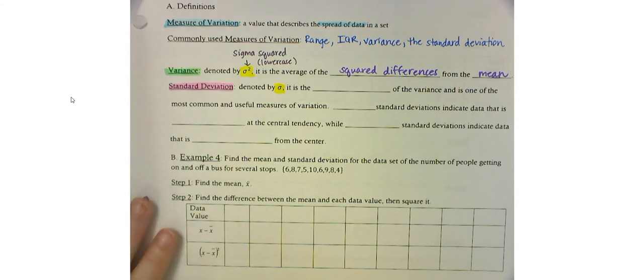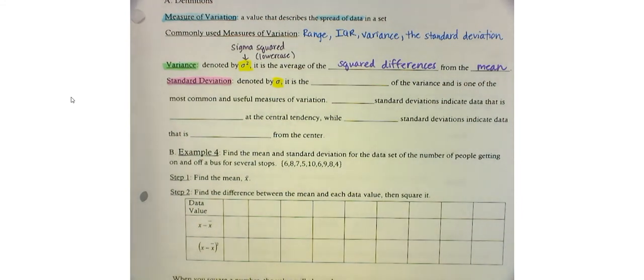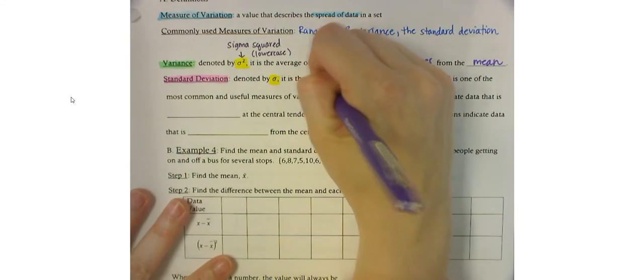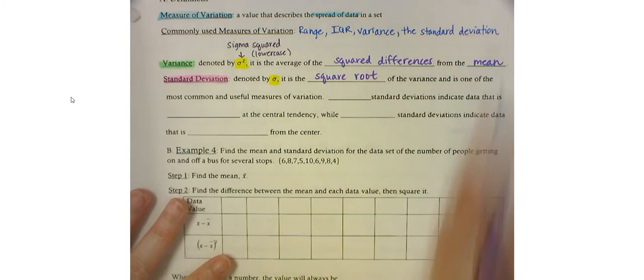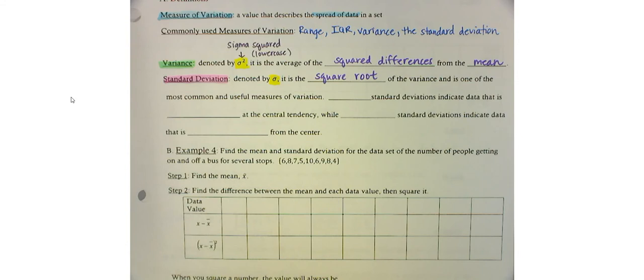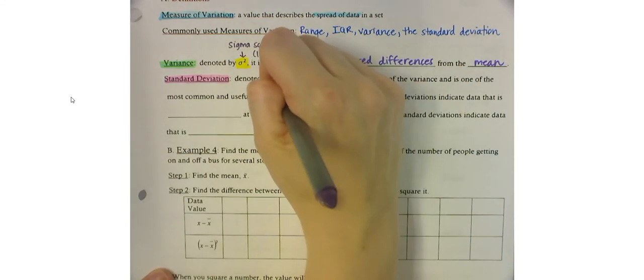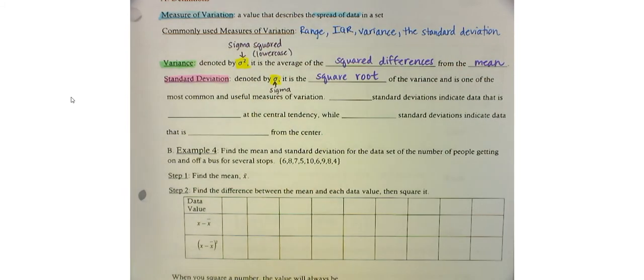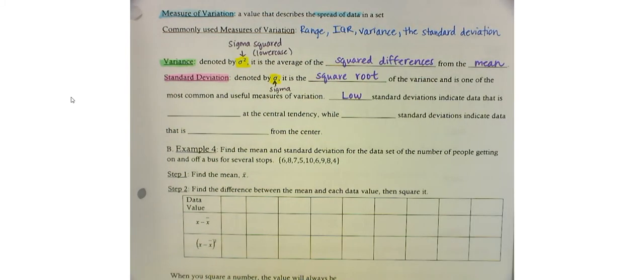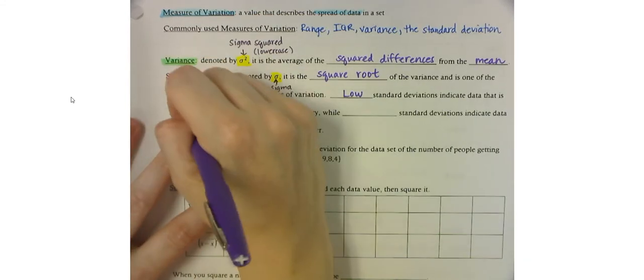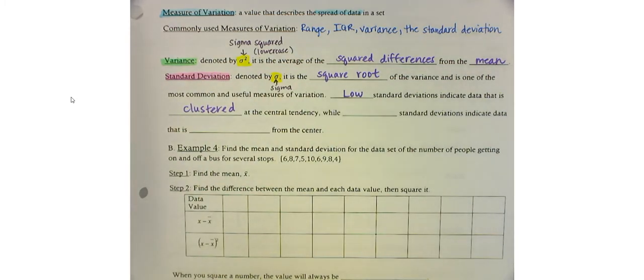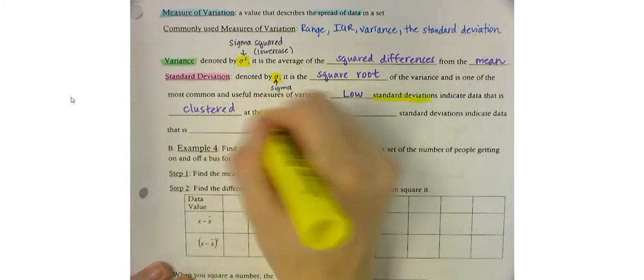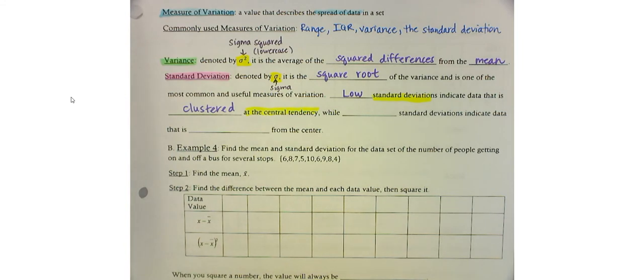Right, so you can have a low standard deviation or you can have a high standard deviation. If you have a low standard deviation, that indicates that the data is clustered at the central tendency. Okay, so it's clustered at the center of the data. So low standard deviations indicate data that is clustered at the central tendency, while if it is a high standard deviation, I guess that should be lowercase, they indicate data that is, what do you guys think? Yep, that's spread out from the center. So really understanding that part is very important.